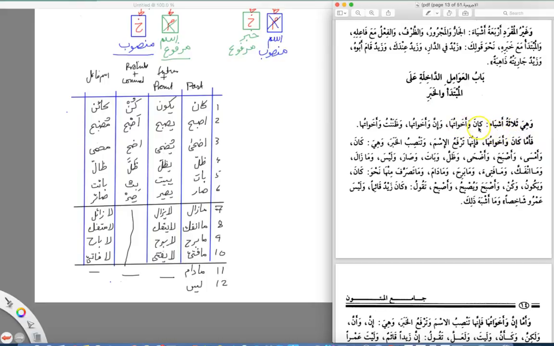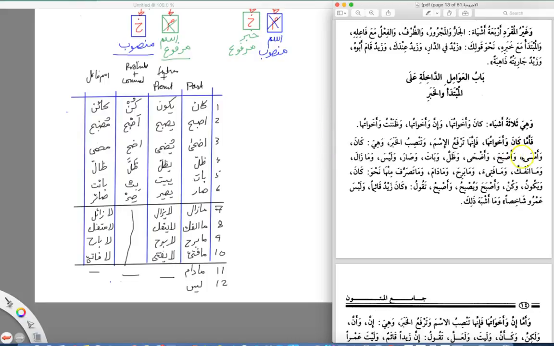كان وأخواتها, كان and its sisters. إن وأخواتها, إن and its sisters. And ظننت وأخواتها, ظننت and its sisters. Family members basically. فأما كان, as for كان وأخواتها and her sisters, فإنها ترفع الاسم. It gives rafa to the ism. In other words, it makes the ism marfoo. وتنصب الخبر, and it makes the khabar mansoob. وهي كان, and they are كان.